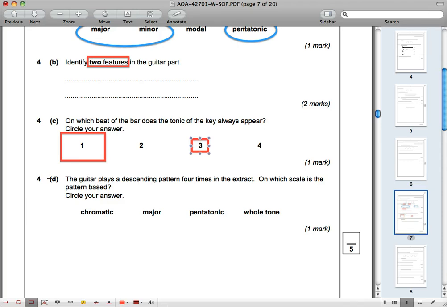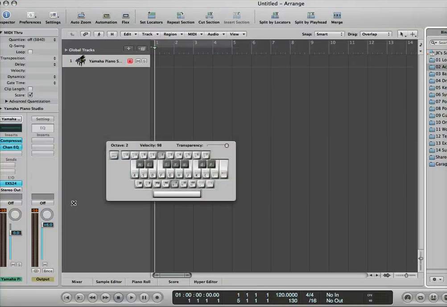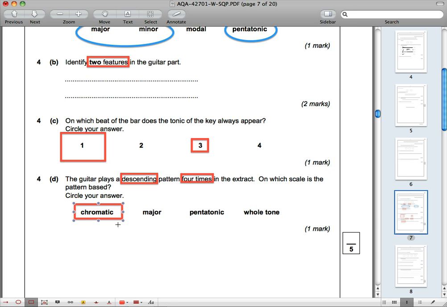And then question 4D here, the question plays a descending pattern, so you need to make sure you're listening out for something that descends in pitch, goes from high to low, 4 times in the extract, so it makes it very clear to you what you're looking for, something that goes down in pitch 4 times. And it asks you which scale the pattern is based on. So it suggests chromatic, which is when everything moves in semitones, so that would be something that sounds a bit like that. So every semitone is used.